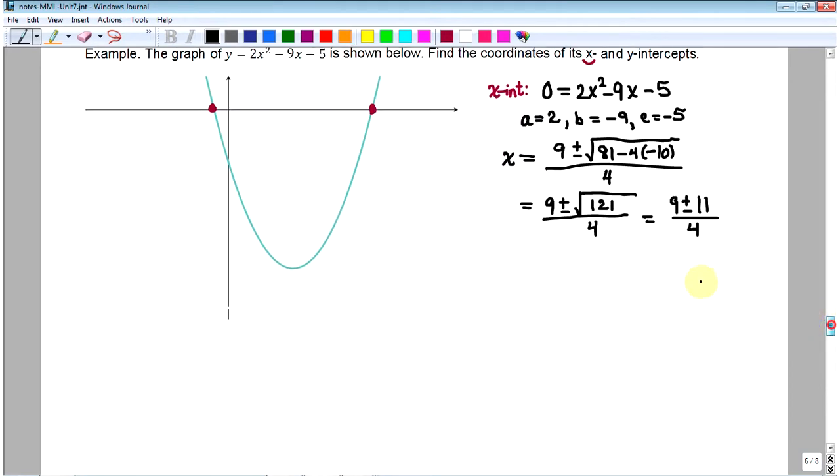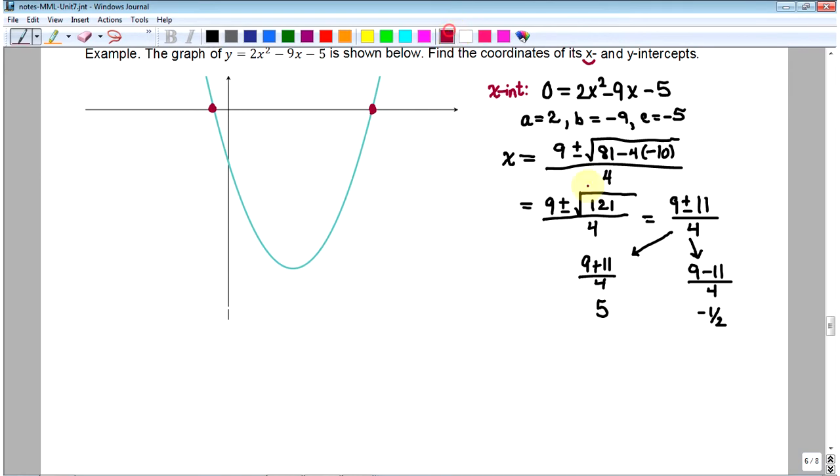Okay, so now I just need to write my two cases. So 9 plus 11 over 4, which is 20 divided by 4, or 5. And we also have 9 minus 11 over 4, which will be a negative 2 over 4, or a negative 1/2. Okay, so these are my two x-intercepts.